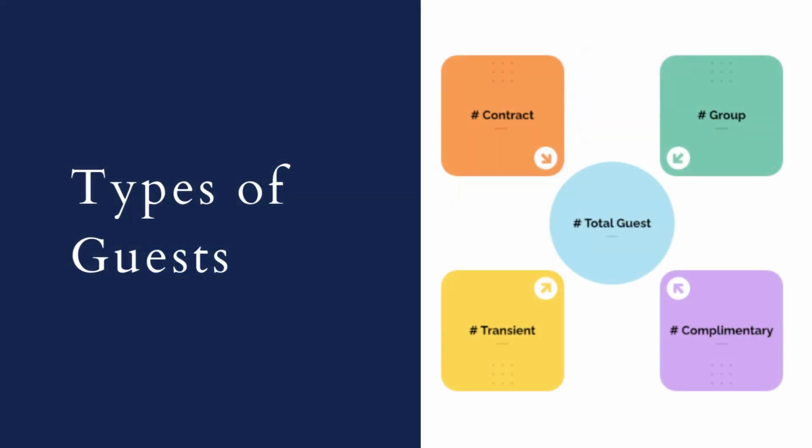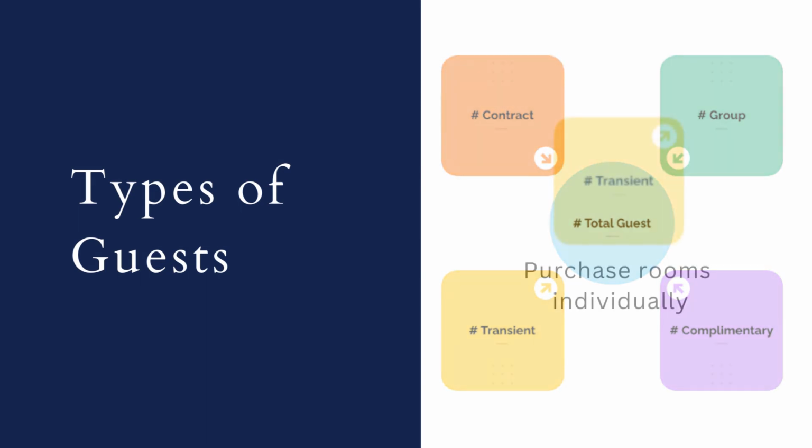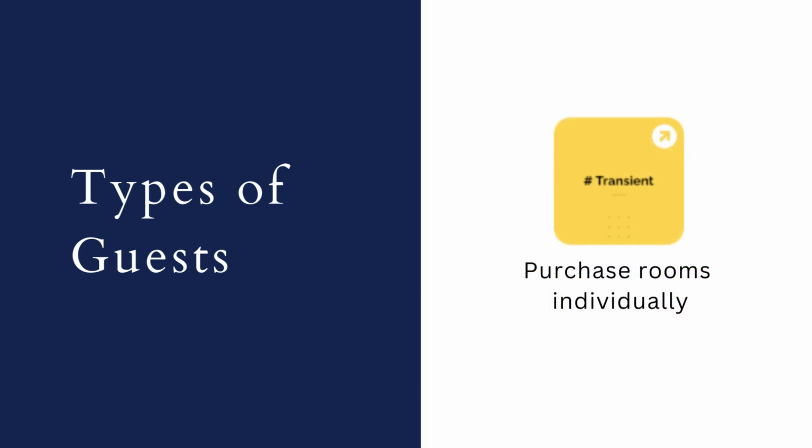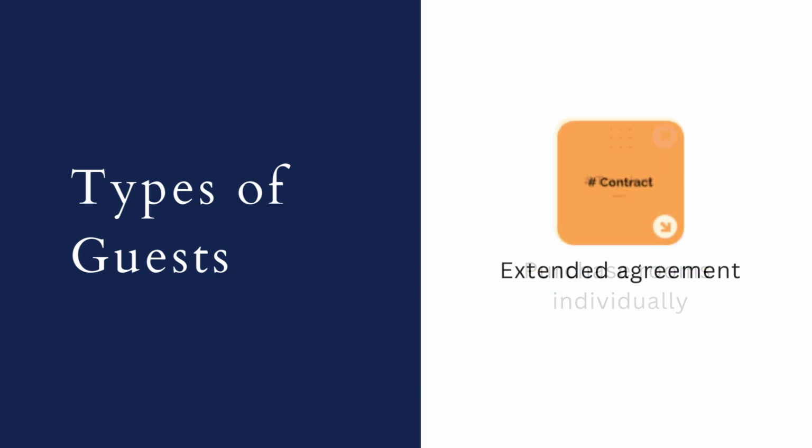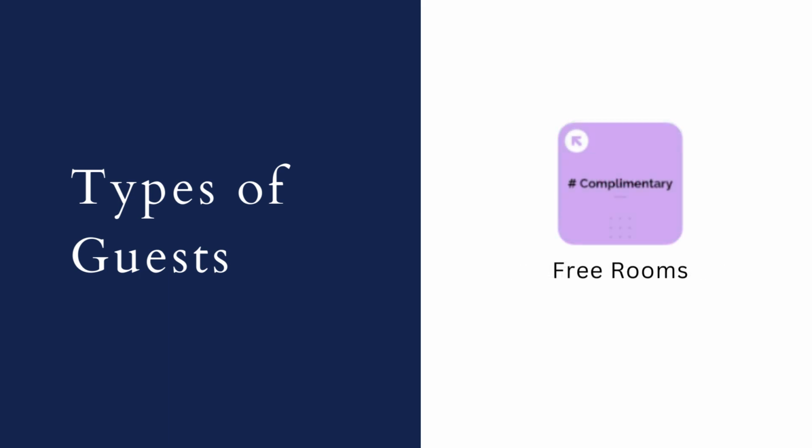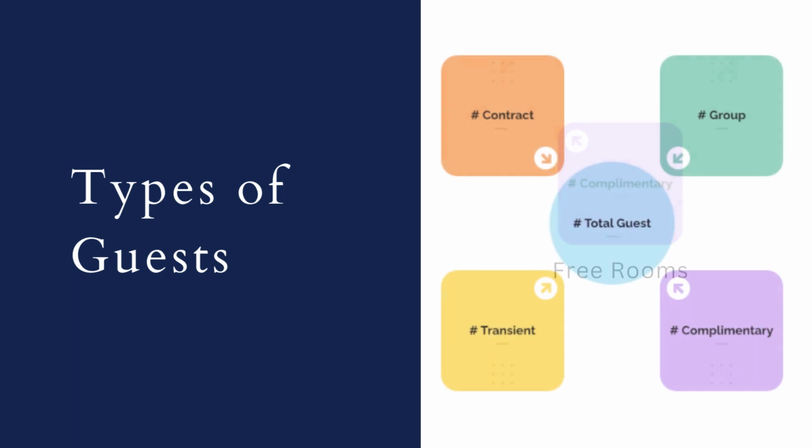Once we are familiar with the segmentation of rooms, it becomes clear that it follows a logical path. There are 4 primary types of guests. Transient guests, who purchase rooms individually. Contract guests associated with extended agreements. Group guests part of larger bookings. And complimentary guests, who receive free rooms for various reasons. This quartet encapsulates the total guest count.